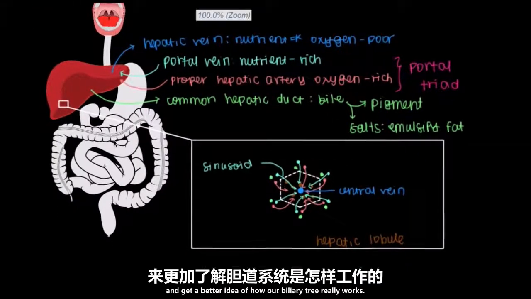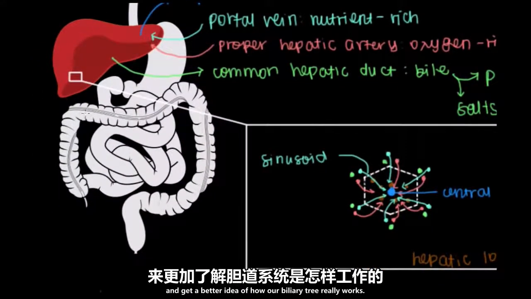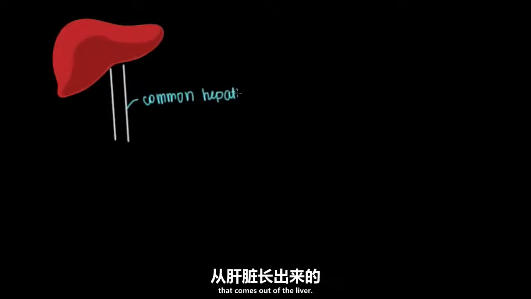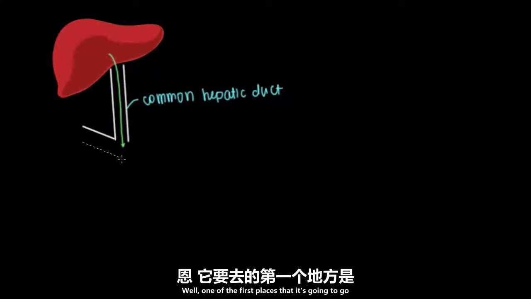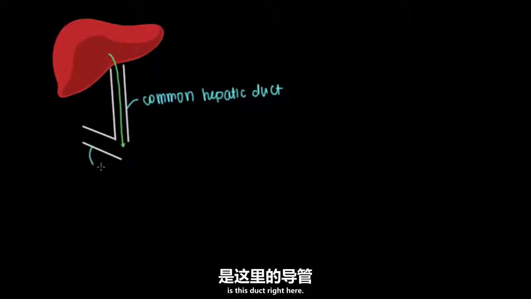So let's take a step back and get a better idea of how our biliary tree really works. So remember, the liver synthesizes bile, but it doesn't necessarily store it. The bile that's made here actually goes through what's called the common hepatic duct. So this is the common hepatic duct that comes out of the liver. So bile that leaves the liver after it's produced has to go somewhere to be stored. Where is it stored? Well, one of the first places that it's going to go is this duct right here. And this guy is called the cystic duct.